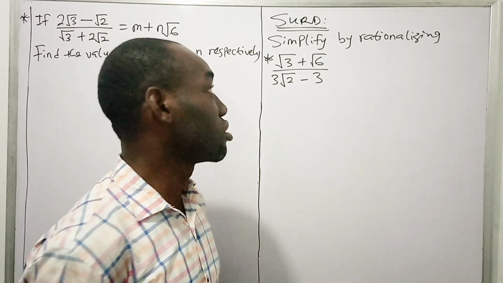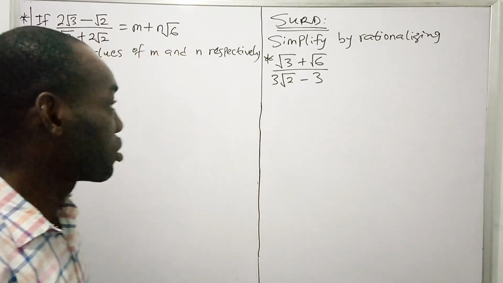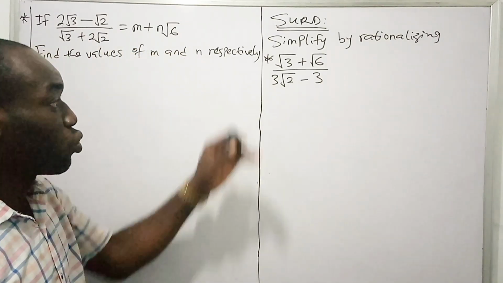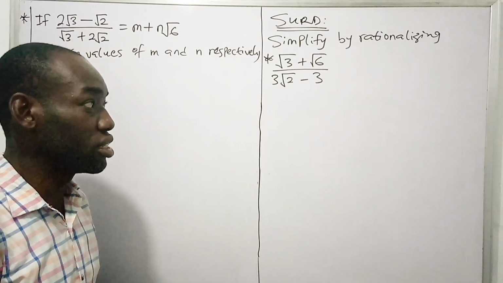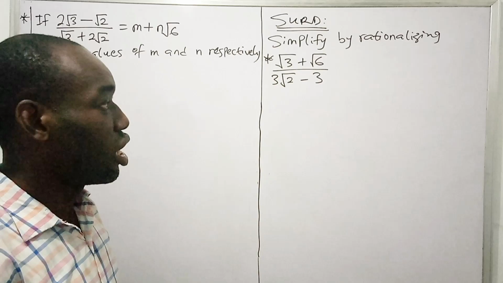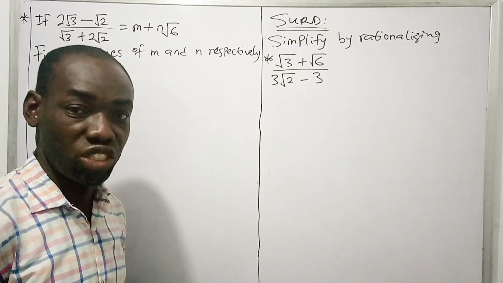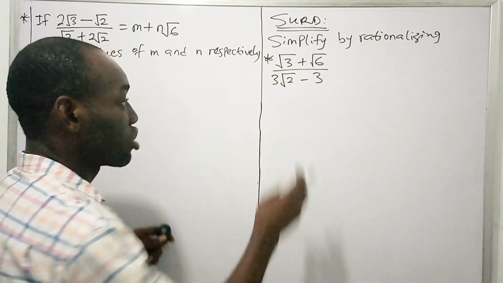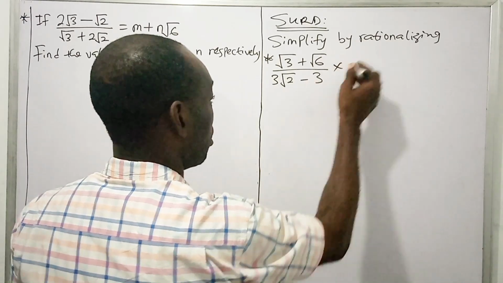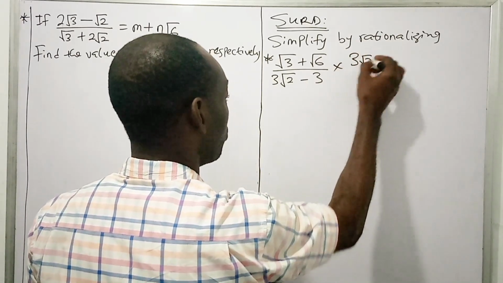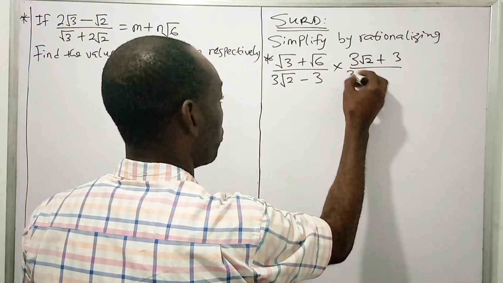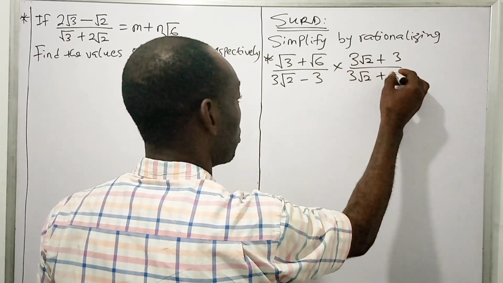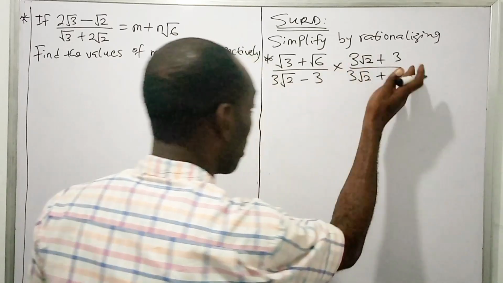Today, we're looking at Surds, and we have two interesting questions here. The first one says we should simplify this by rationalizing. And when we talk about rationalizing, it has to do with the denominator and with the change of sign. So to rationalize this now, this gives us 3 root 2 plus 3. Then from here, we expand.